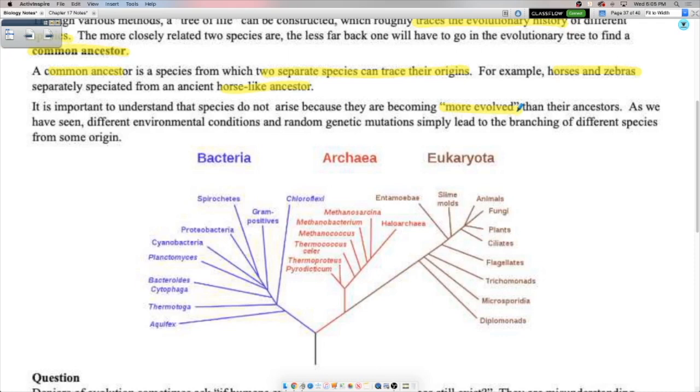We evolved to a different environment, where a different set of environmental factors made different traits more beneficial, right? Chimpanzees are very well evolved for their environment. We are very well evolved for our environment. Snails are very well evolved for their environment and their role in an ecosystem. Nobody's more evolved than anybody else. You're just evolved to different roles within ecosystems. So different environmental conditions and random genetic mutations simply lead to the branching of different species from some common origin.